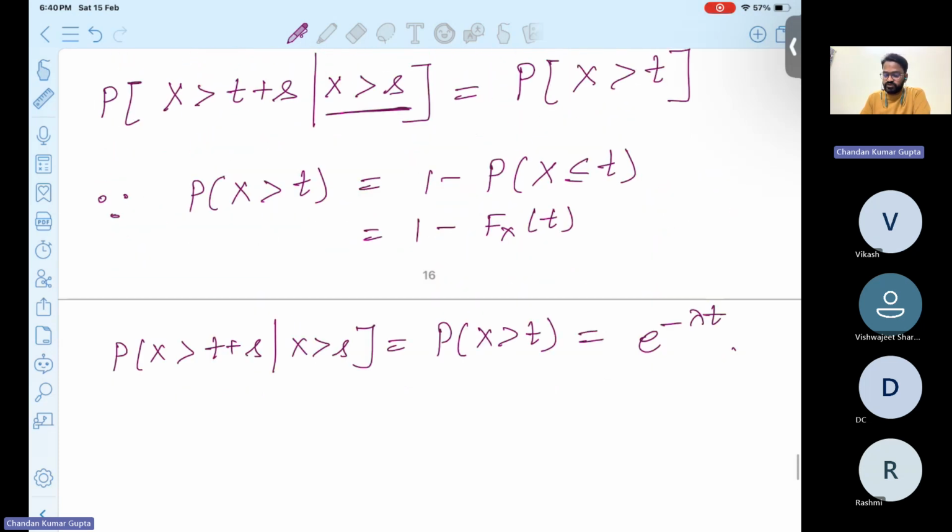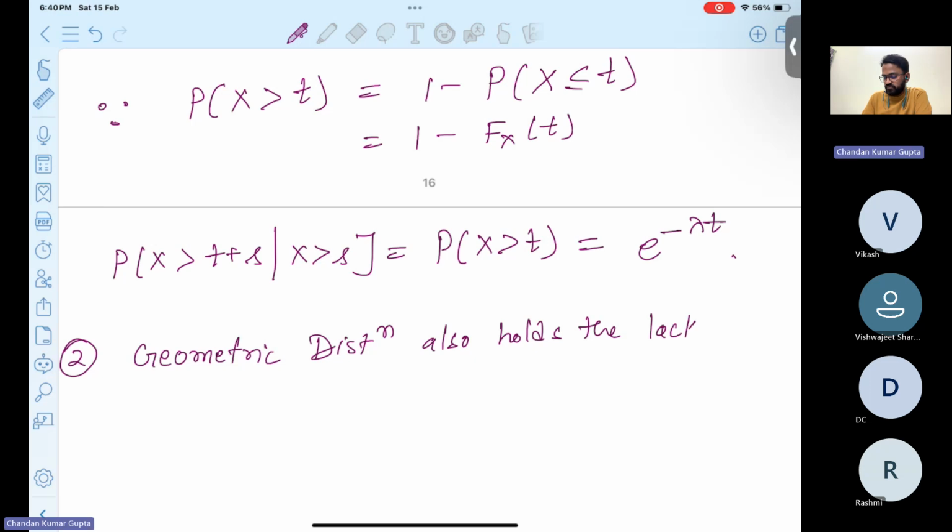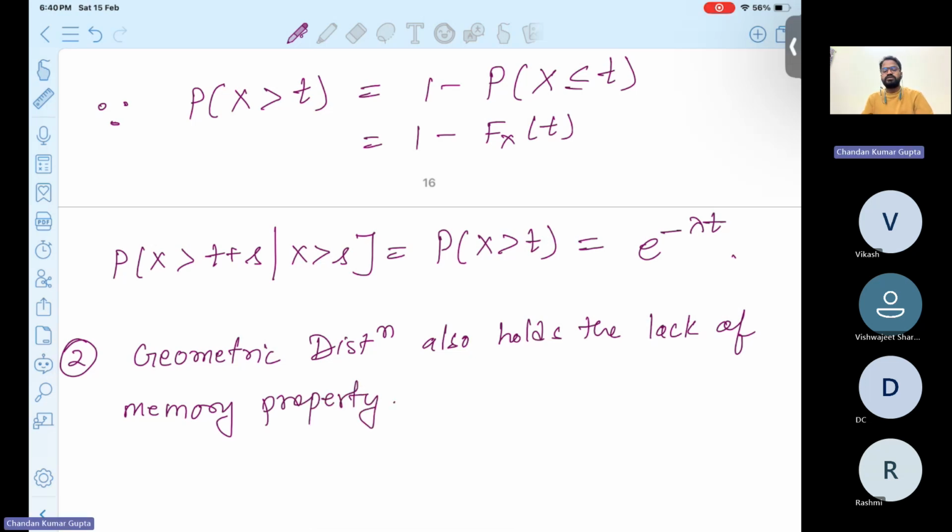Now, let me write one more remark, not from this distribution. Actually, the geometric distribution also holds the same property. The geometric distribution also holds the lack of memory property. So the lack of memory property is only valid under two distributions. One is the geometric distribution, which is discrete in nature, and the second one is the exponential distribution, which is continuous in nature. So this may also be a question.